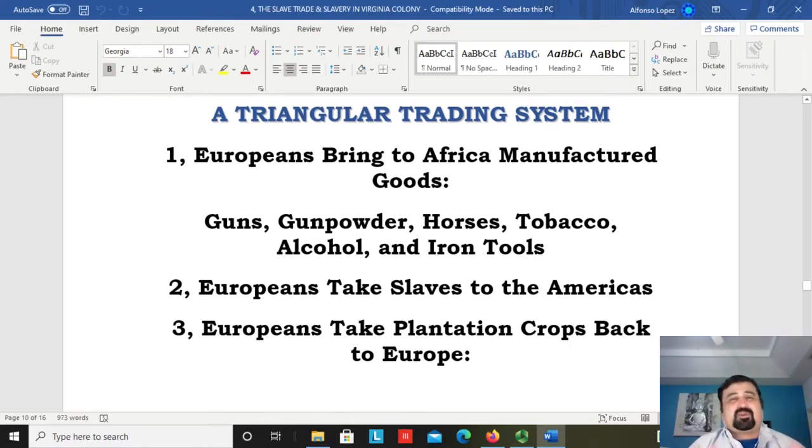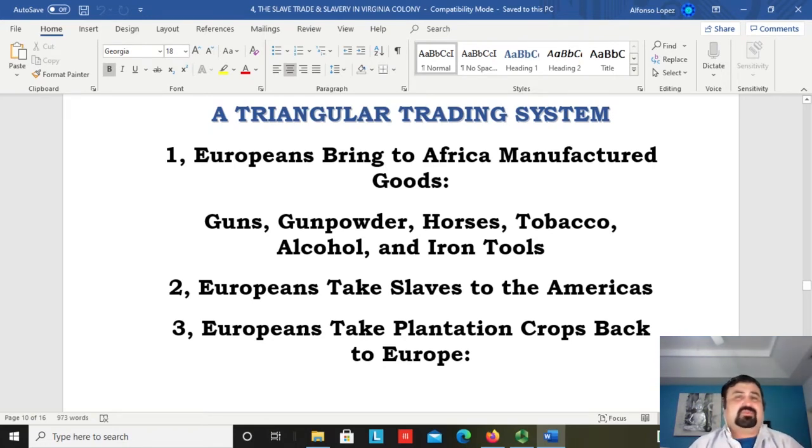Again, this is going to create a triangular trading system. In this triangular network, it starts with the Europeans, the Portuguese for example, arriving in Africa, bringing manufactured goods made in Europe. This is what the Europeans manufacture that are of great value to the Africans, like guns, gunpowder, for example, horses, tobacco as well. Something, of course, they obtain from America.